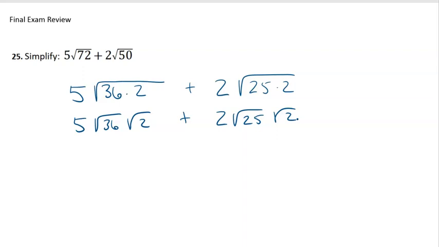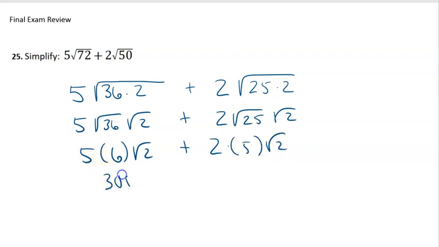I do apologize profusely. So the square root of 36 is 6, so that's 5 times 6 times the square root of 2, plus 2 times 5 times the square root of 2. 5 times 6 is 30, square root of 2, plus 10, square root of 2.